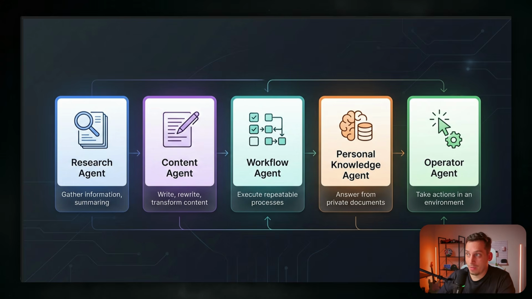And how to start? Well, these are 5 beginner types of agents that you can try out to begin with. You have the research agent that gathers information and also summarizes. You have the content agents that write, rewrite, and transform content. Workflow agents that execute repeatable processes. Personal knowledge agents that answer from private documents, and operator agents that take actions in an environment.